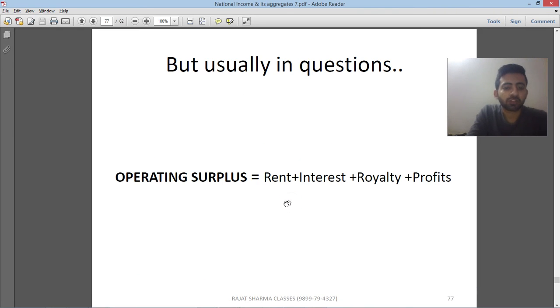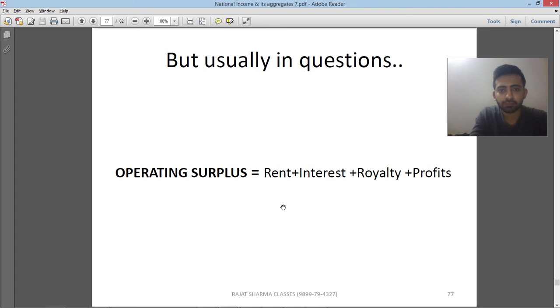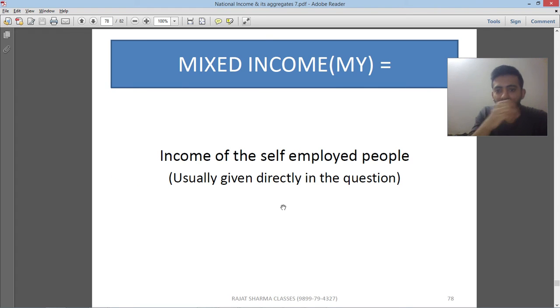Now, usually in the question, operating surplus we have to find out through this method: rent plus interest plus royalty plus profits. And the third aspect, mixed income. It is the income of self-employed people, people who are self-employed. It is usually given directly in the question paper.